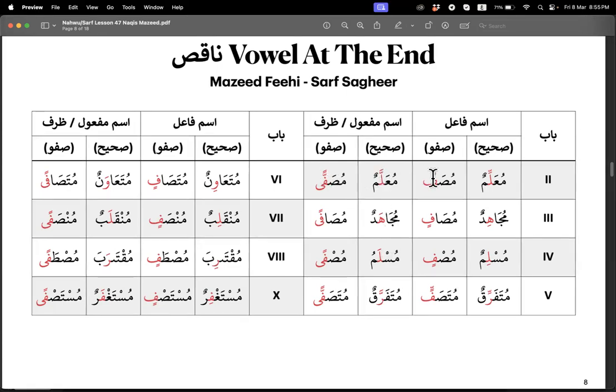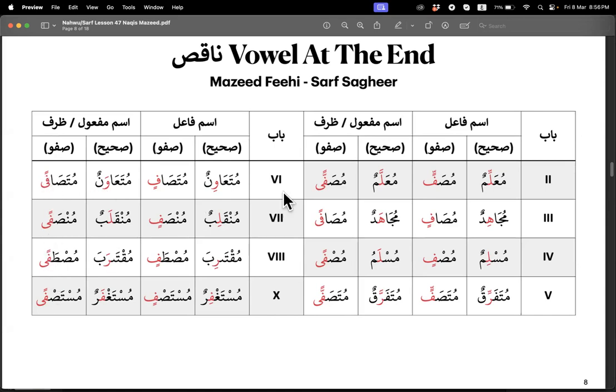Just that instead of kasratain for ism fa'il, you have fathatain and then with alif maksurah at the end. Think about the word hudan. It ends like that. Again, you can still see your markers: you can see the shadda, you can see the alif, you can see the ta and shadda. You still can see all your markers.